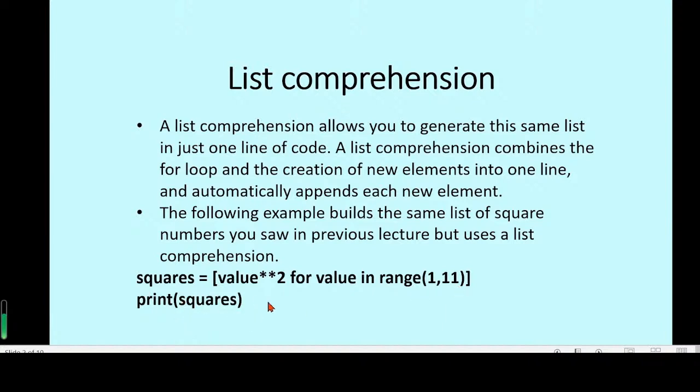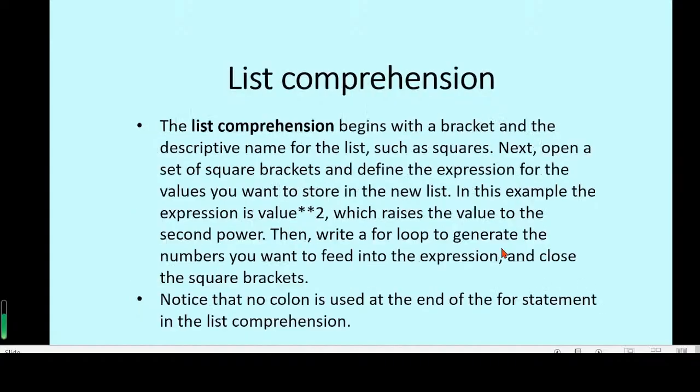Then we can print out this squares list. The list comprehension begins with a bracket and the descriptor name for the list, such as squares. Next, open a set of square brackets and define the expression for the values you want to store in the new list. In this example, the expression is value square of this value, which raises the value to the second power. Then write a for loop to generate the numbers you want to feed into the expression and close the square brackets. Notice that no colon is used at the end of the for statement in list comprehension.